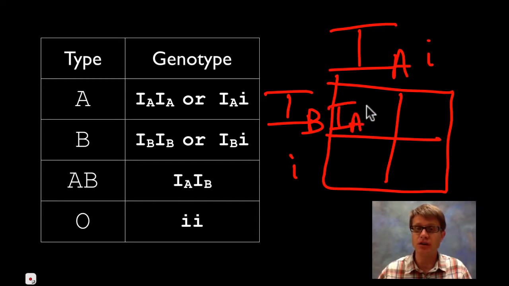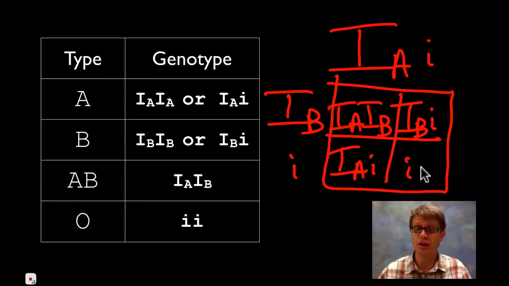Well, if we look at this possibility in fertilization, this person would be type AB blood. This person right here is going to get the A from up here and the I from over here. So this would be type A blood. This one right here would be B blood. And then this one right here, since you're getting both of these little I's, is going to be type O.